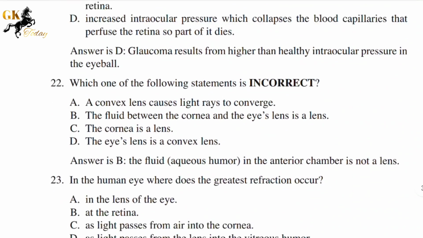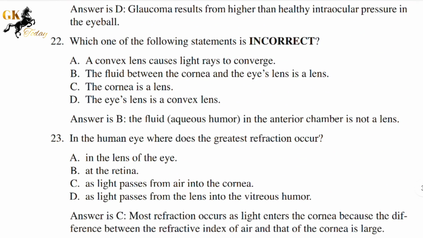Which of the following statements is incorrect? Convex lens causes light rays to converge. The fluid between the cornea and the eye's lens is the lens. Cornea is a lens. The eye's lens is a convex lens. Incorrect one is option B. Fluid between the cornea and the eye's lens is the lens.